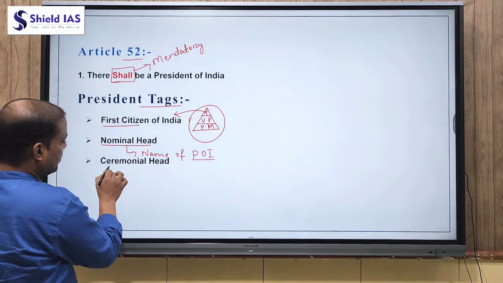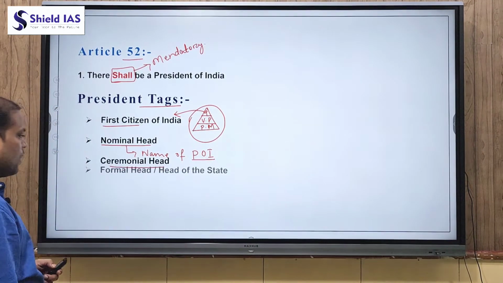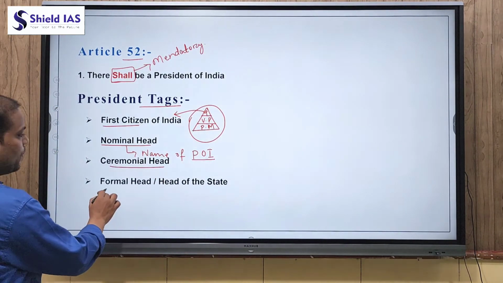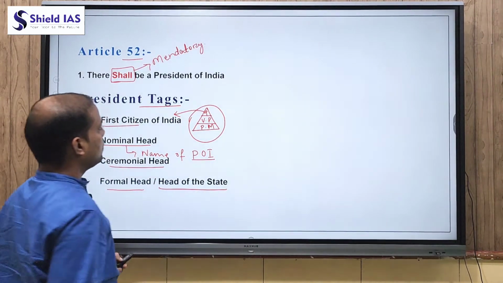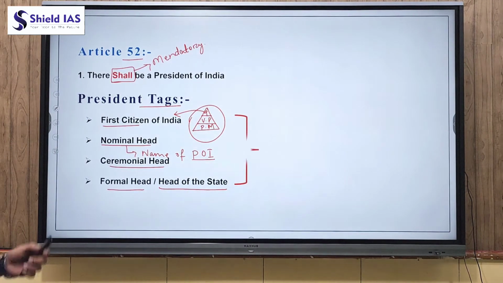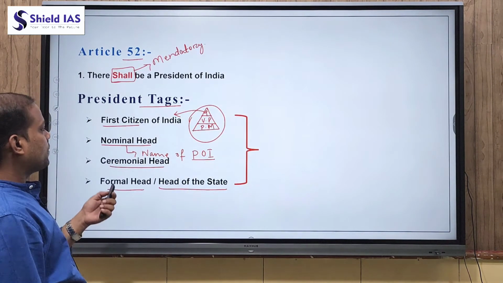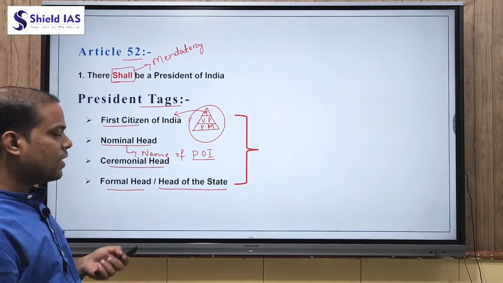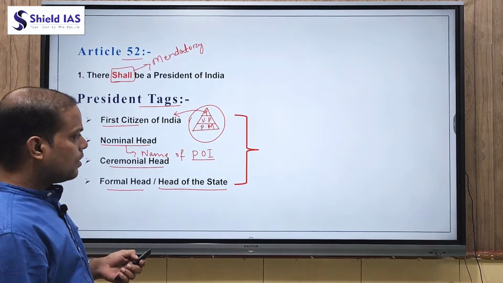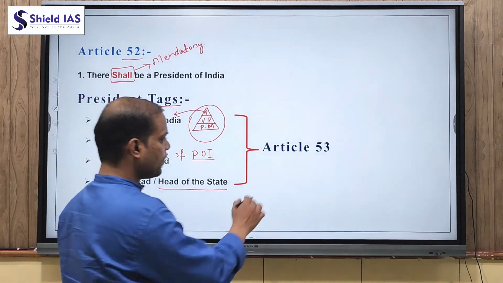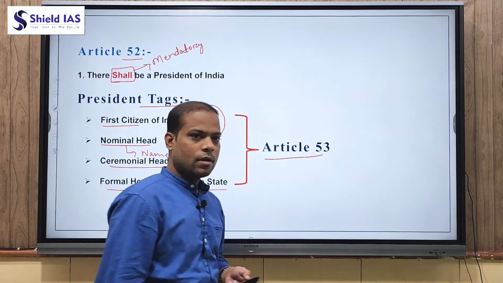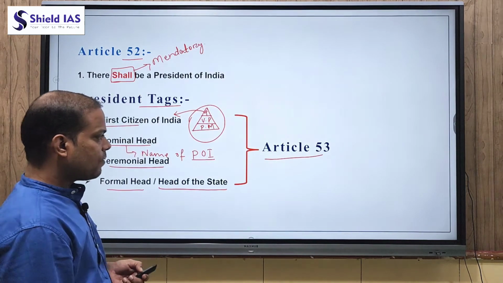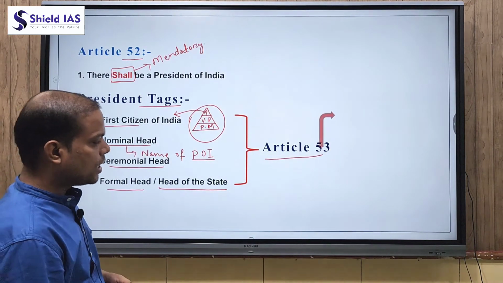Another name is ceremonial head, and the fourth is formal head and head of the state. So why are these other names of the President of India? Why is the president called first citizen of India, nominal head, ceremonial head? Because these are mentioned in Article 53 of the Indian Constitution. And Article 53 also says two things.